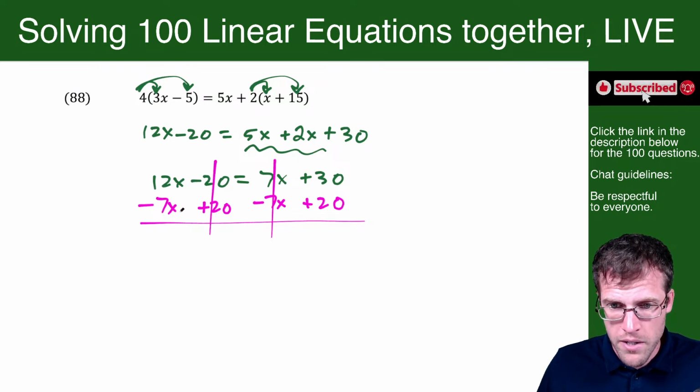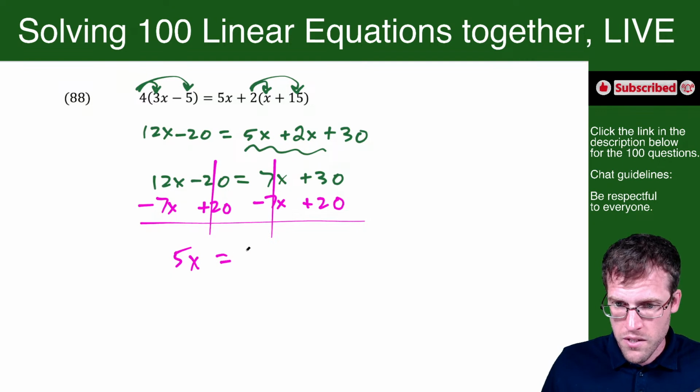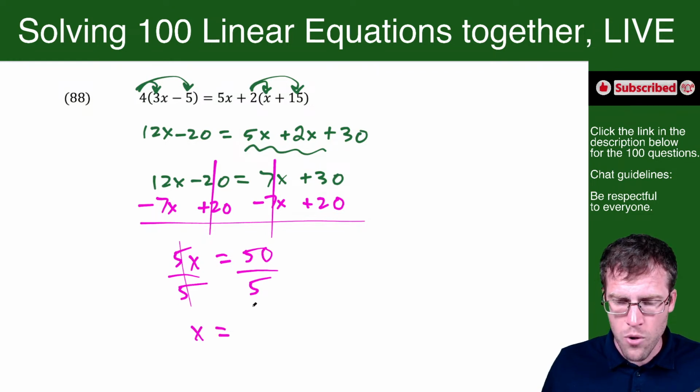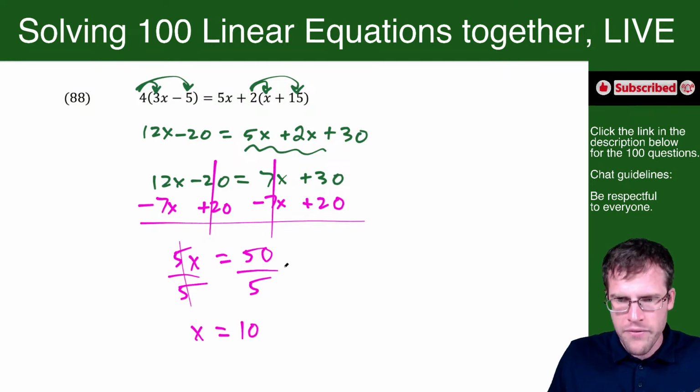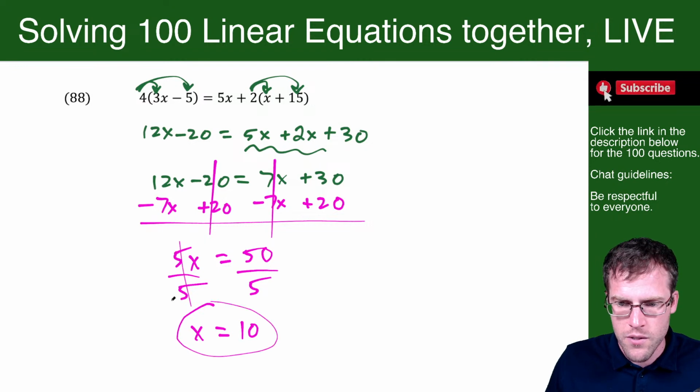And we got 12x minus 7x is 5x. And this is equal to 30 plus 20 is 50. So you see, it just gets you to the end a little bit faster. All right, now I'm not telling you to skip all your steps. Oh yeah, and we divide by 5. 50 over 5 is 10, so x equals 10.